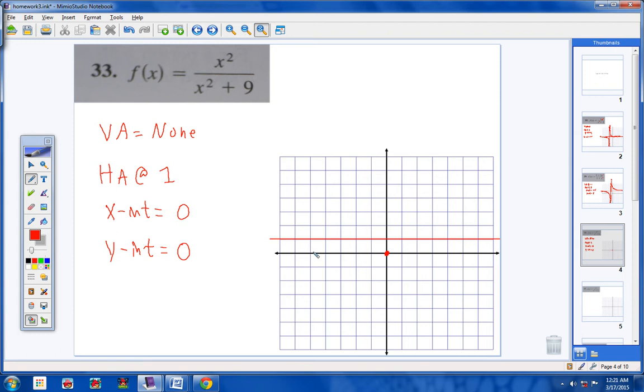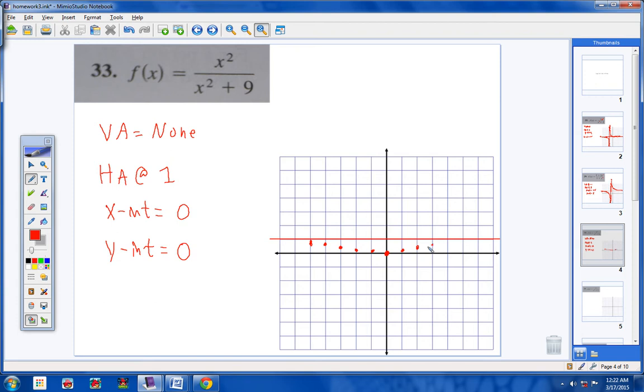-5 is 0.7. -4 is about 0.64. -3 is a half. -2 is 0.3, so a little lower. -1 is 0.1, so it's way down here. Okay? And then 0 is 0. I think it starts to go back up again. Okay? Just like this. Yeah, it does.